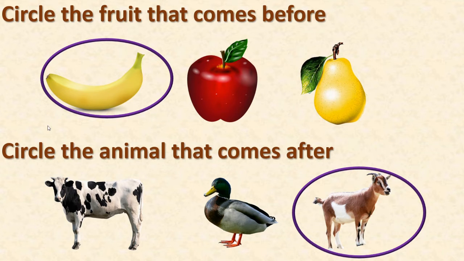These are called neighboring pictures, neighboring fruits which are, yes, banana and pear are neighboring fruits to apple. Like that only cow and goat, they are neighbors to this duck. Okay, and here after means that comes later.